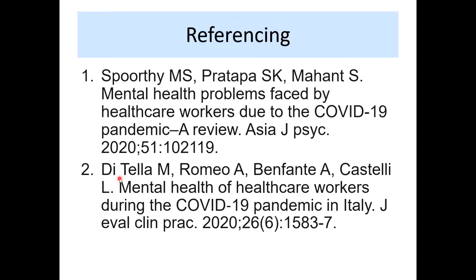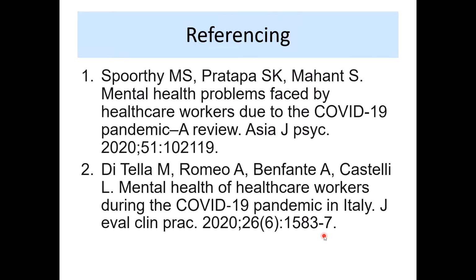Look at this. Now the authors are four. The article's name is Mental Health of Healthcare Workers During the COVID-19 Pandemic in Italy. So the work has been done in Italy. The Journal of Evaluation and Clinical Practice was the journal. It was published in 2020. Volume number was 26. Issue number was 6. And the page number extended from 1583 to 1587. So 158 is common in the second component. So I will just write 1583 to 7 and full stop.